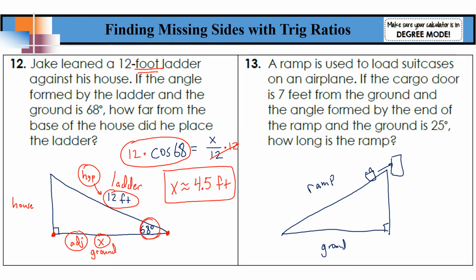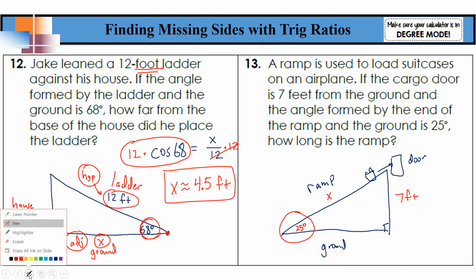It says the cargo door, which is right here, is 7 feet from the ground. So we should go ahead and label it as such, 7 feet from the ground. 7 feet is this distance right here. And then it says the angle formed by the end of the ramp and the ground, that would be right here, is 25 degrees. So let's label that, 25 degrees. They want to know how long is the ramp? Well, the ramp is the slanted side, so we should put x right here.